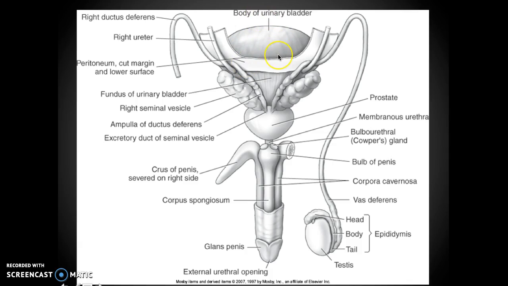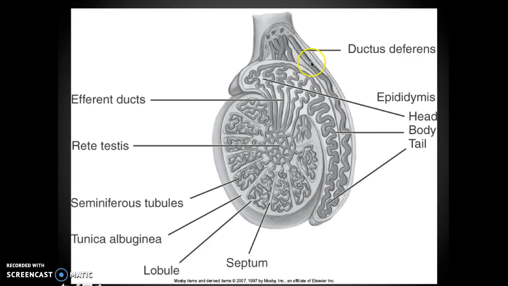So here's the bladder. The main thing I want you to see here, this is kind of a weird diagram, but I like it for the sense it shows you your prostate, your bulbourethral gland, and then the bulb of the penis, and you have your corpus cavernosum and your corpus spongiosum. So there, your epididymis, you have the head, the body, and the tail that wraps around the testes. Blown up picture, here's your vas deferens. So the epididymis, here's the head, the body, the tail, and then this you can just call the testes.